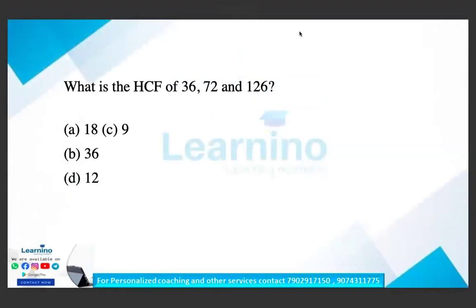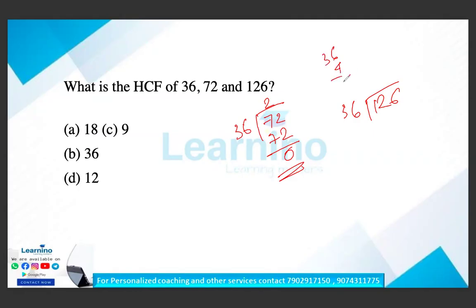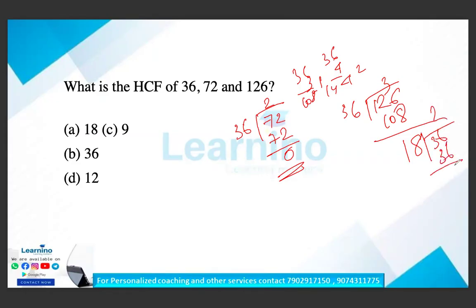What is the HCF of 36, 72 and 120? Taking the HCF of 36 and 120, here the remainder is 18. So we will get the HCF as the last divisor, that is 18. 18 is the answer of this question.